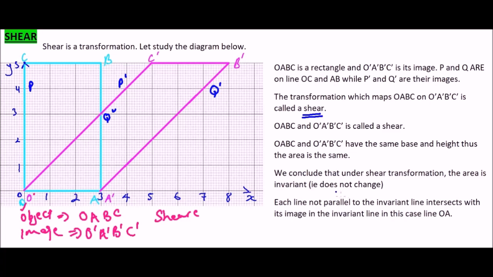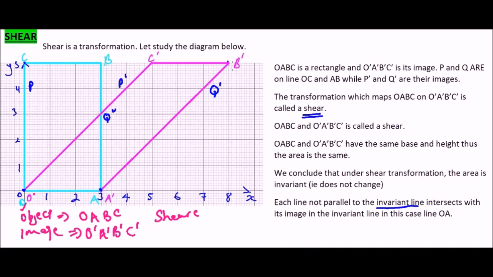Then each line not parallel to the invariant line intersects with its image in the invariant line, in this case OA. So we are saying OA is shared by the object and the image. So this is a line that we are calling the invariant line. Any other line, for example AB, the object AB and the image AB meet at the invariant line.